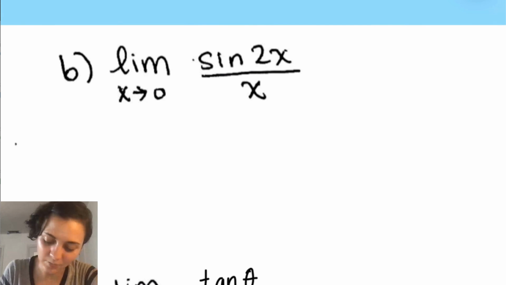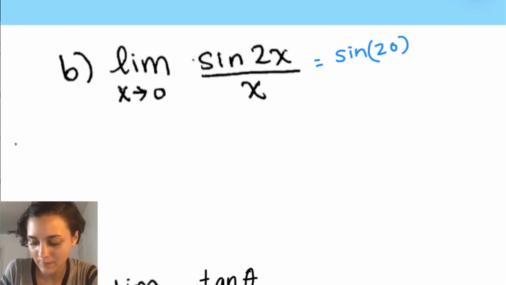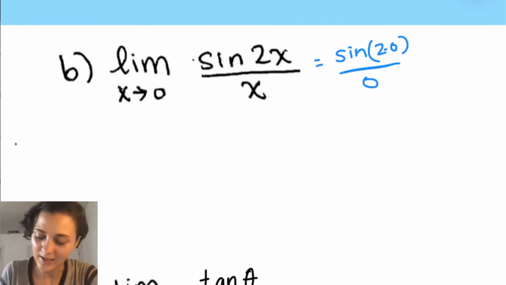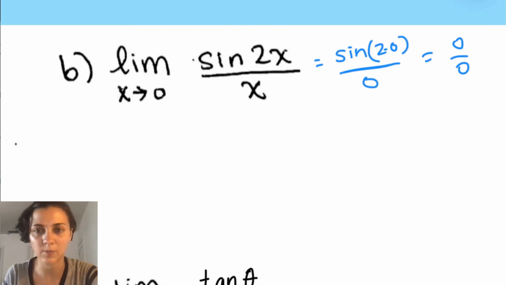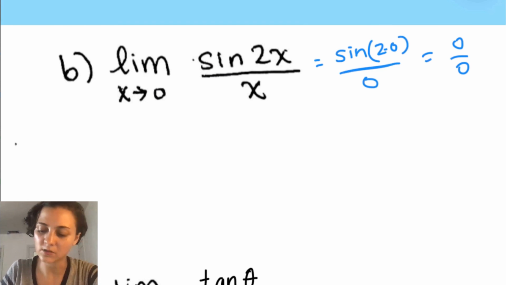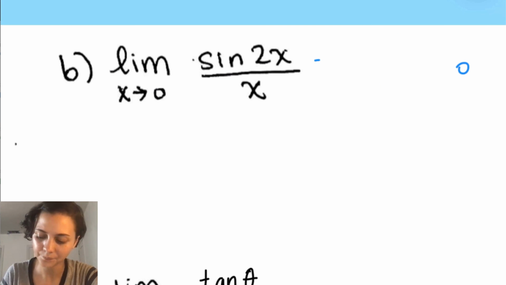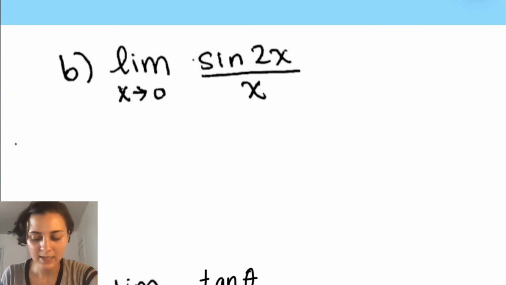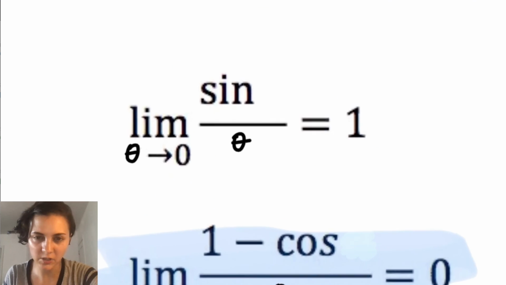If I just tried to plug in 0 here, I get sine of 0 is 0 over 0. Ugh, I have an indeterminate form. So this is when I'm going to be like, oh, I need to use my special trig limits. Okay, so that's what I'm going to do instead. I see this looks really similar to my special trig limit, so I'm going to flip back real quick. Look at this special trig limit.